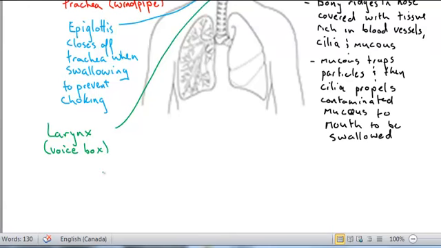And what the larynx is, if we were to take a cross section and look through, your larynx actually has vocal cords that go across it, and we can shorten or lengthen those, tighten them up, and as air goes through them, they vibrate and make different sounds. So, containing vocal cords.